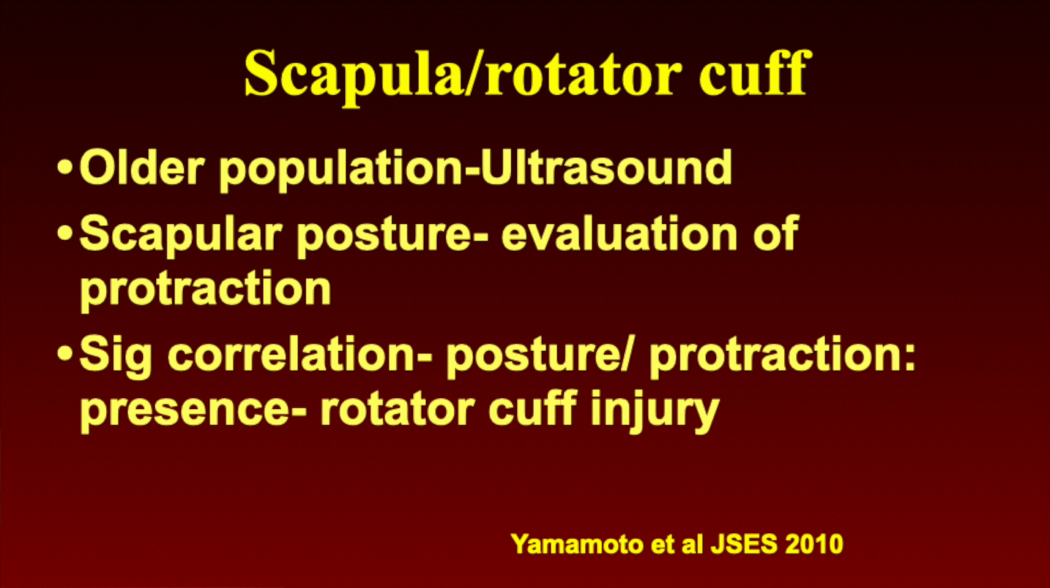Similarly, in Japan, they looked at an older population with ultrasound to detect rotator cuff injury, and they also evaluated scapular posture. They found a significant correlation in this population between posture and the presence of scapular protraction and the presence of rotator cuff injury.